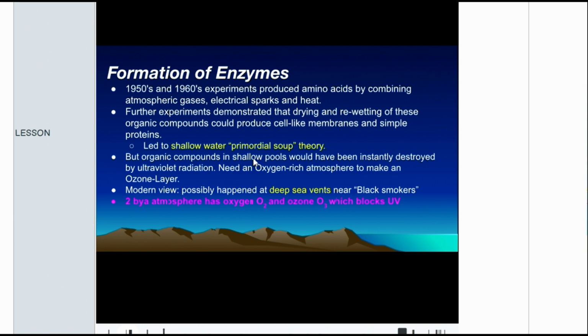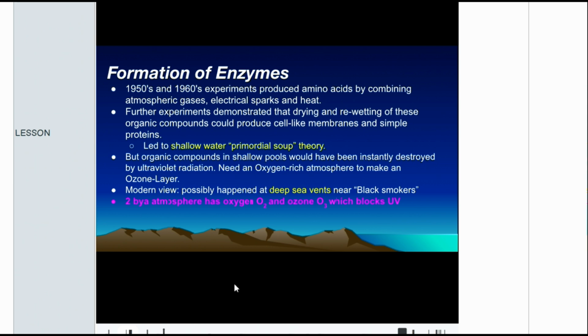In order to form the enzymes that were needed to make life, scientists developed what was known as the primordial soup theory for how these enzymes formed. The way this came about is in the 50s and 60s, they performed a lot of experiments to see if they could make amino acids and get those amino acids to work together to form proteins to start working as a single cell organism. And what they found was they could create cell membranes, they could create simple proteins, they could get this to work by combining just simple atmospheric gases with electricity and heat.